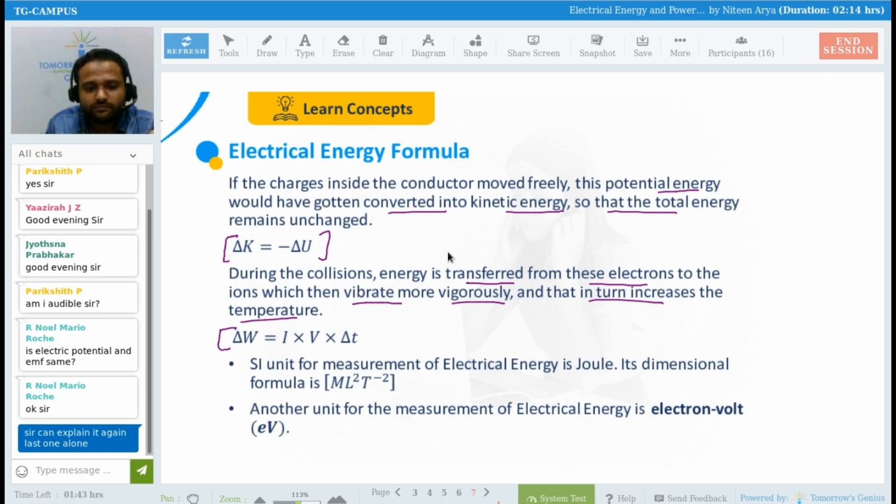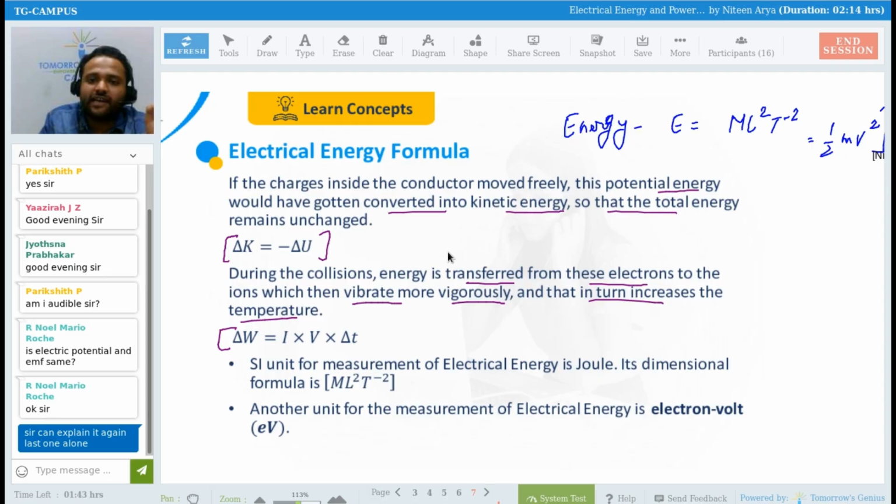SI unit of measurement of electrical energy. See, energy is energy, so that is not going to change. Either it is light, or any particular form, that is another form. So energy E, and that is ML square T minus square. Where does it come from?